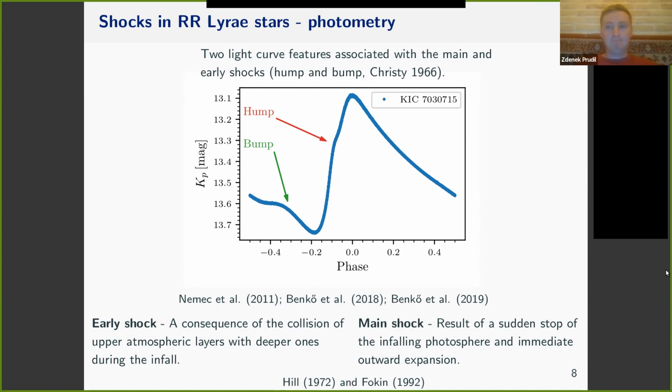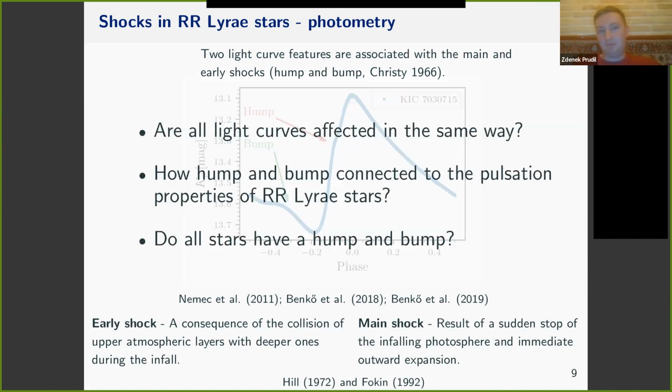And when I started looking at the shocks, and because I had some experience with the photometry in RRL stars, I asked myself questions like, are all the light curves of RRL stars affected in the same way by these shocks? Is there any connection between the strength or prominence of the hump and bump with their pulsation properties?